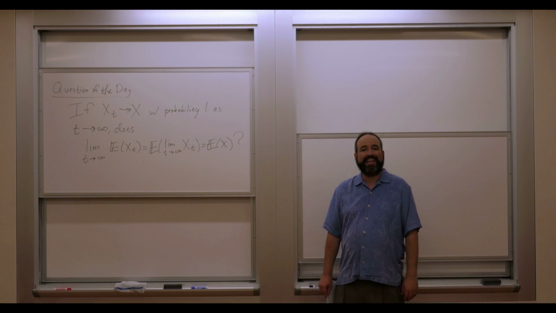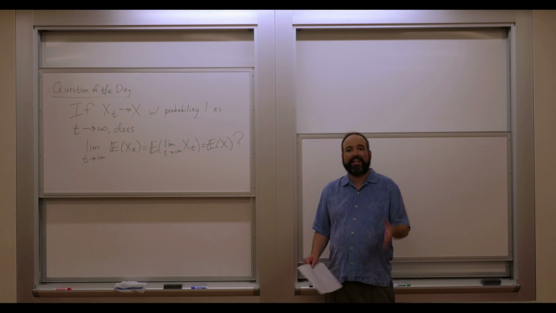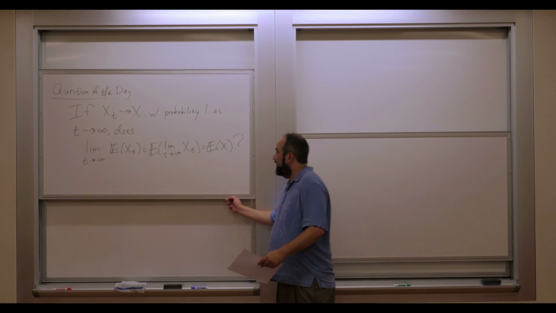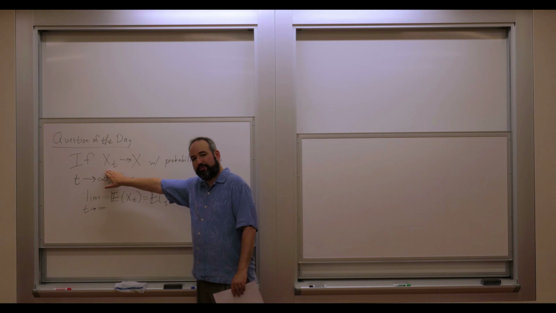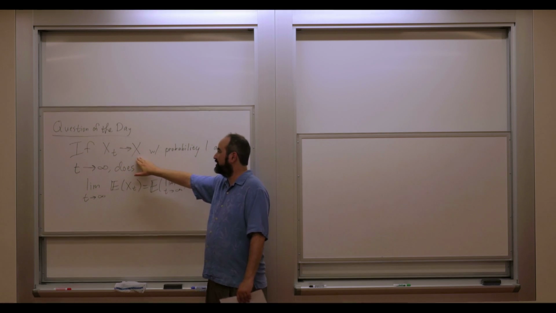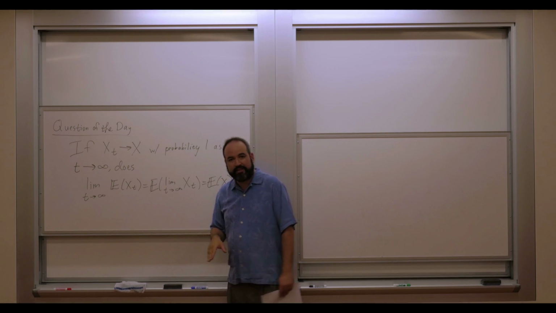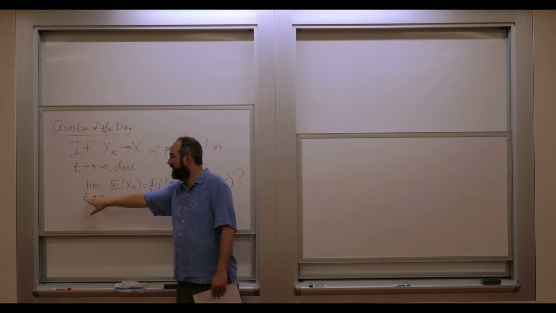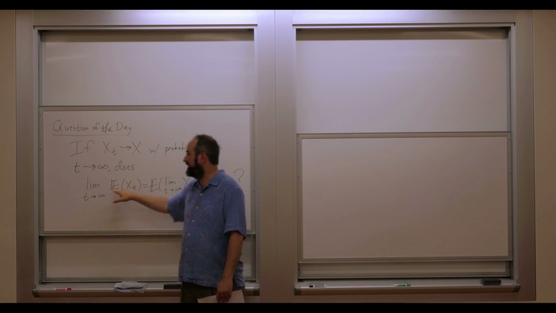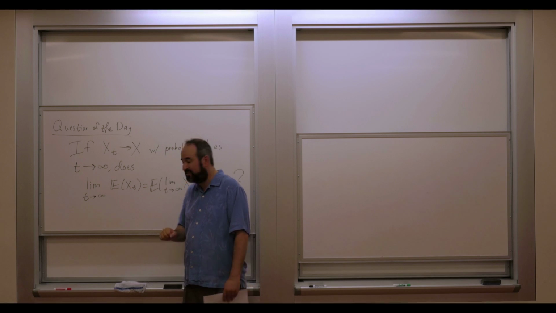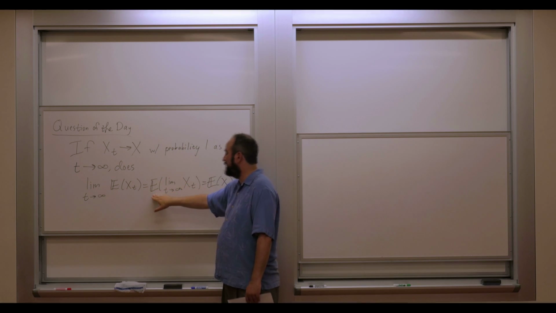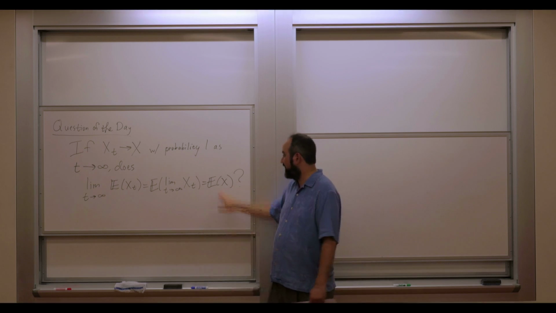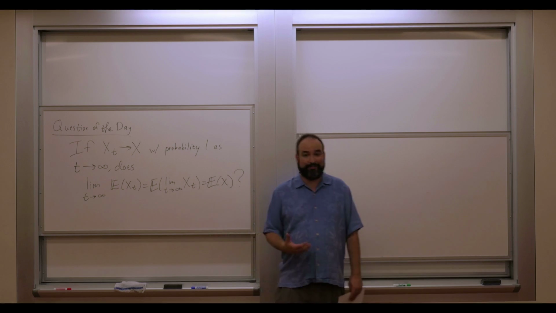Today, we're going to be looking at under what conditions you can swap limits and expectations. In other words, if we have a set of random variables, x of t, which is converging to x with probability 1 as t goes to infinity, is it true that the limit as t goes to infinity of the expected value of xt equals the expected value of the limit as t goes to infinity of xt, which is just the expected value of x?